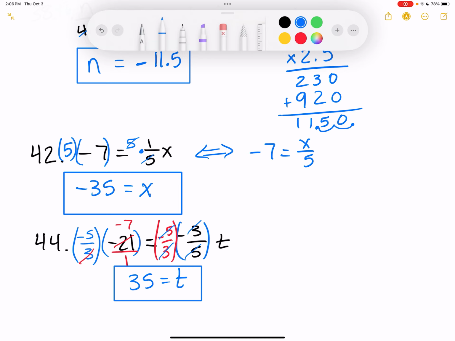All right, any questions on any of those? No. Or do we need to see any more? Are we okay? Good? Okay.